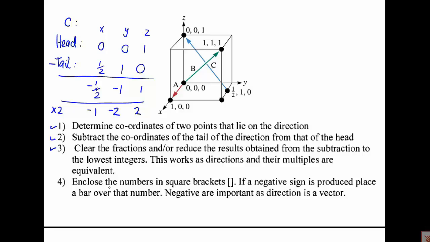The next step is to enclose the numbers in square brackets. If a negative sign is produced, place the bar over that number. So direction C is equivalent to 1 bar, 2 bar, the bar denoting the negative value, 2. These are the Miller indices of the direction C.